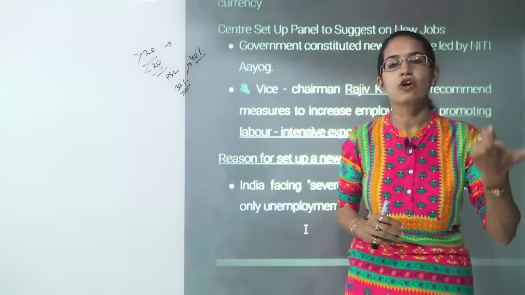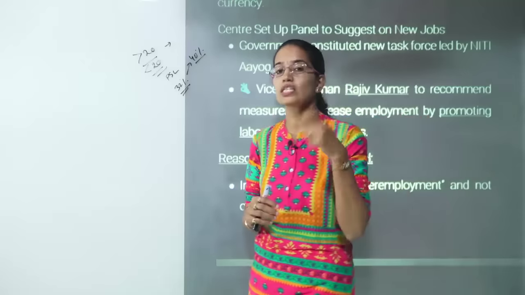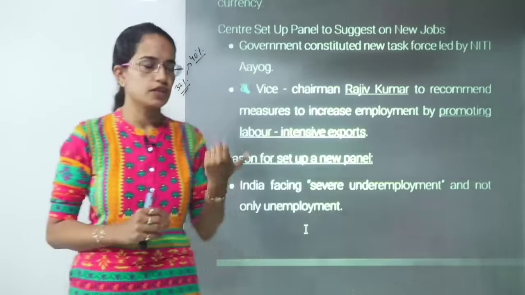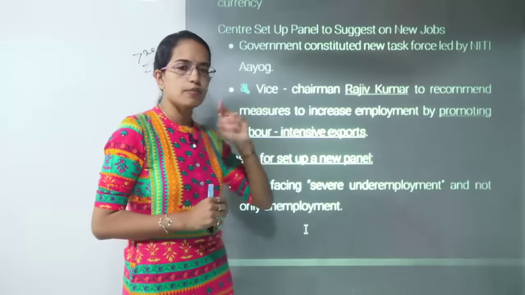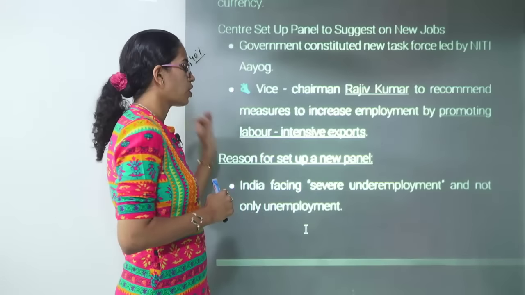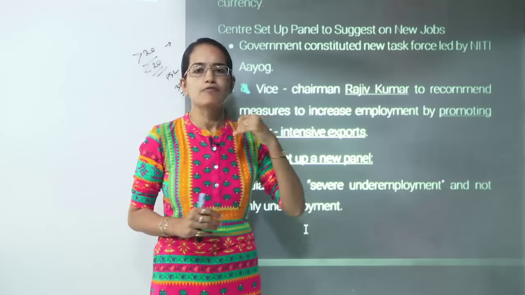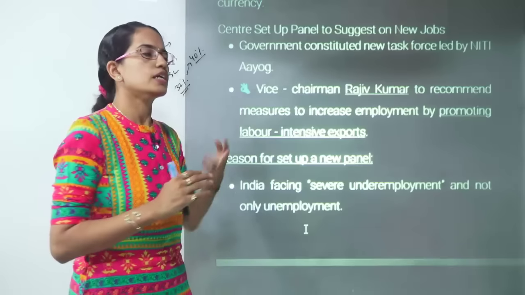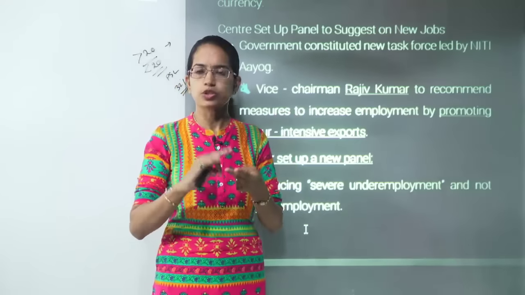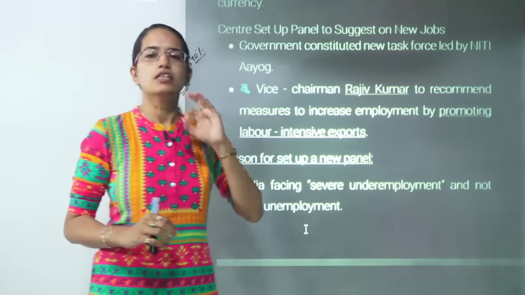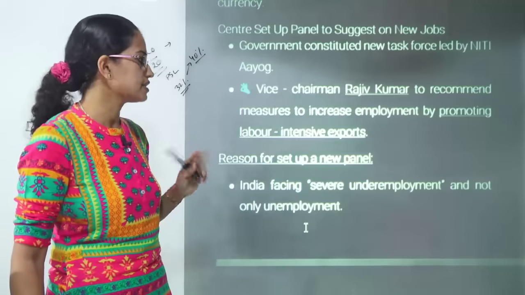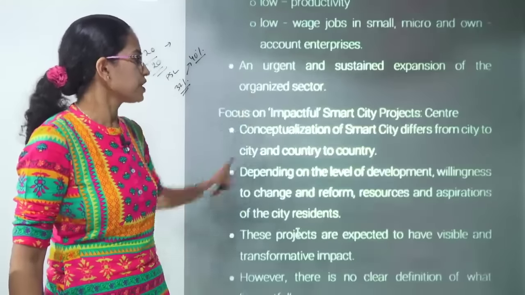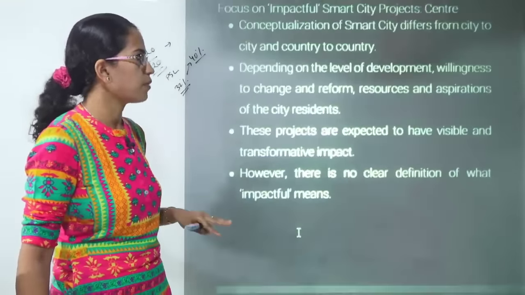Again, very important for your mains and answer writing section, what is inclusive growth and how we can work around that. So when we are talking about inclusive growth, we are focusing on labor intensive exports, and for this labor intensive exports, the Rajiv Kumar Committee basically focuses on two things. First is the low productivity, and the second is the low wages that are being given. So both of these become very important.